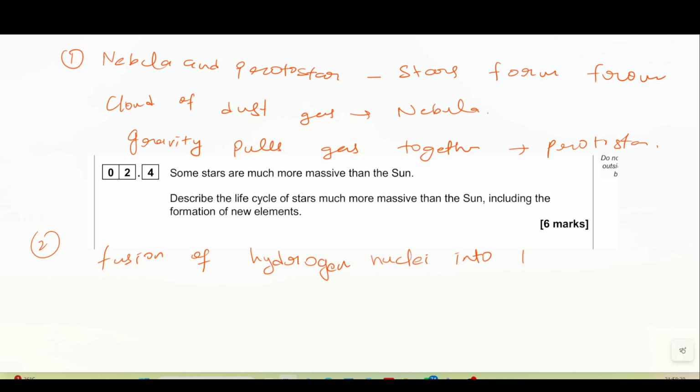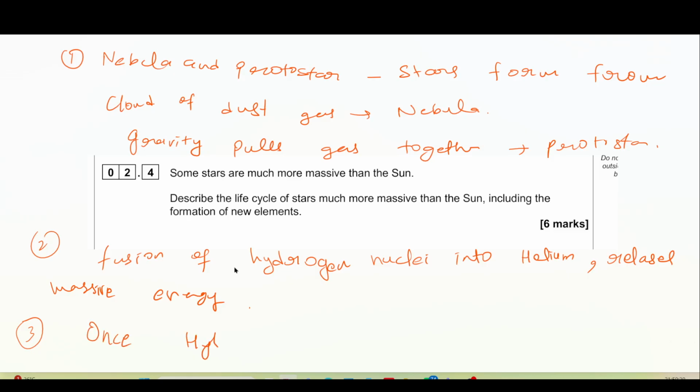into helium. We know when hydrogen combines, they make helium, which releases a massive amount of energy. The stars remain stable as long as the inward force of gravity is balanced with the outward fusion. But once hydrogen runs out, the stars expand and cool.